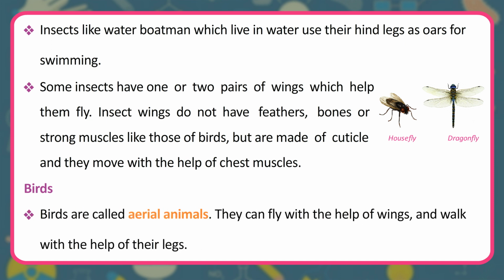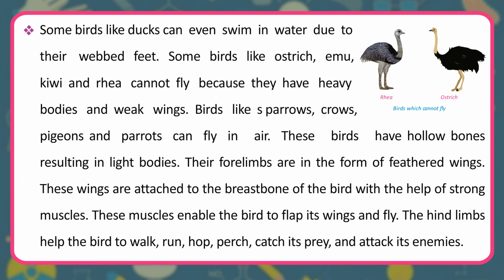Birds. Birds are called aerial animals. They can fly with the help of wings, and walk with the help of their legs. Some birds like ducks can even swim in water due to their webbed feet. Some birds like ostrich, emu, kiwi and rhea cannot fly because they have heavy bodies and weak wings. Birds like sparrows, crows, pigeons and parrots can fly in air.